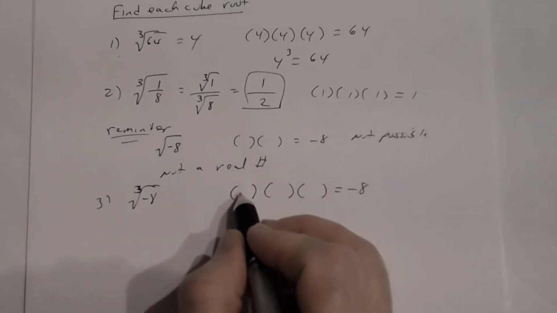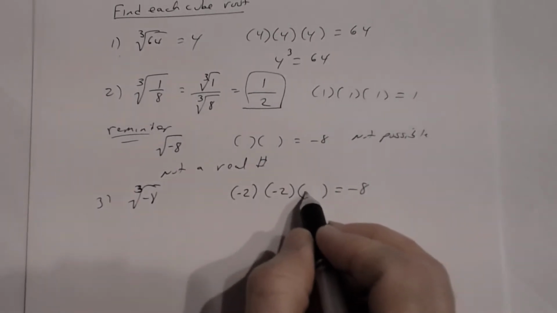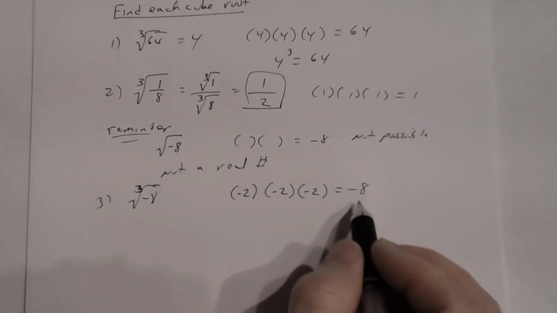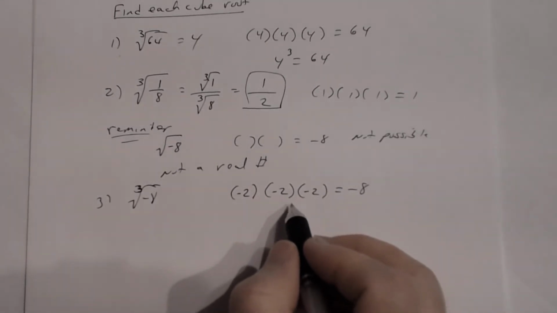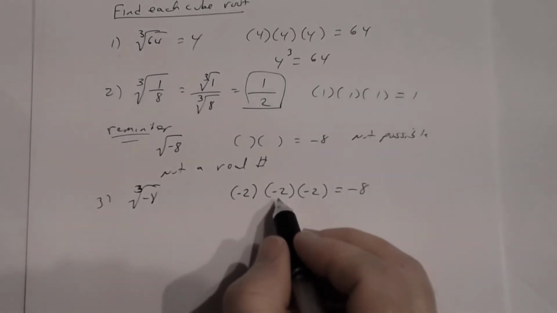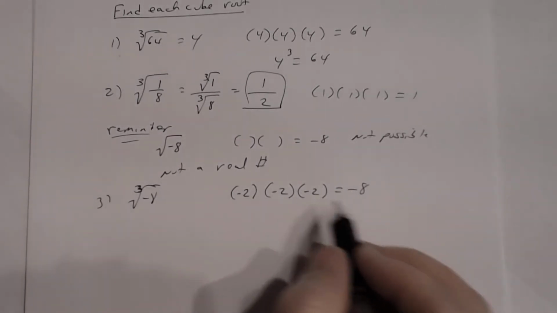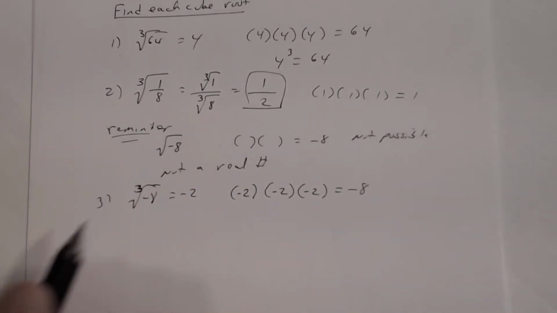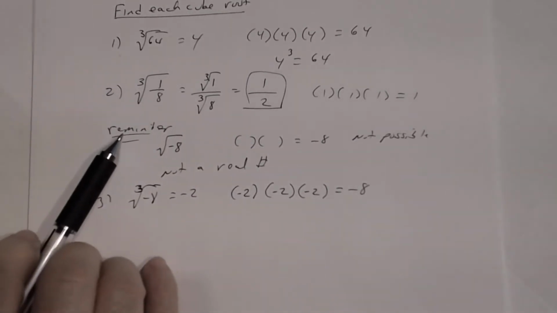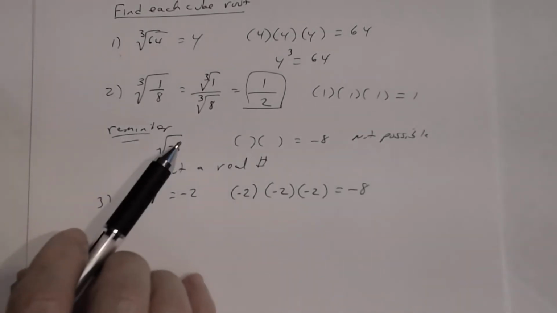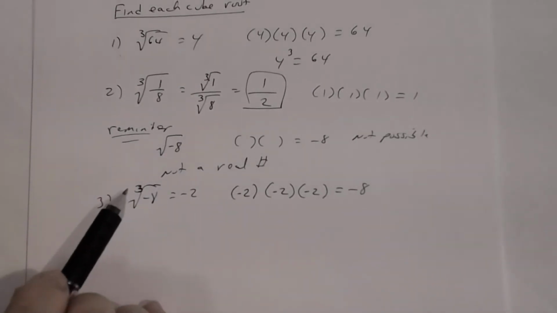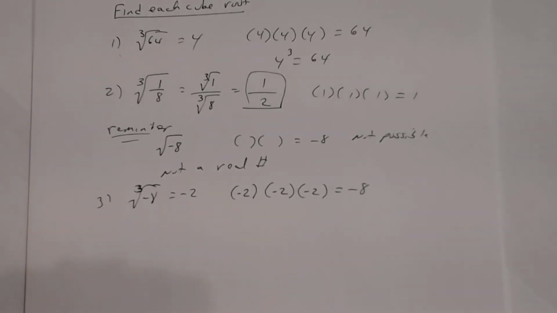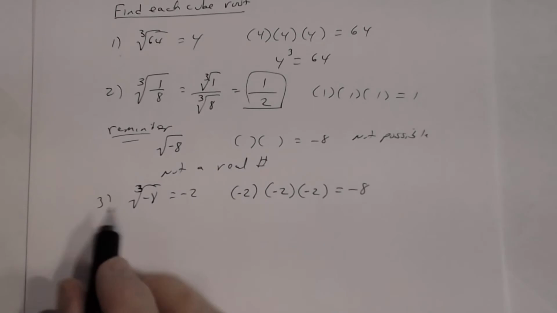Okay, good. You said -2 times -2 times -2, right? So -2 times -2 times -2 is -8. 2 times 2 is 4, 4 times 2 is 8. A negative times a negative is a positive, and a positive times a negative is a negative. So the answer is -2. So it turns out that the square root of a negative number is not a real number, but the cube root of a negative number is a real number. Okay? All right, let's look at the next one.